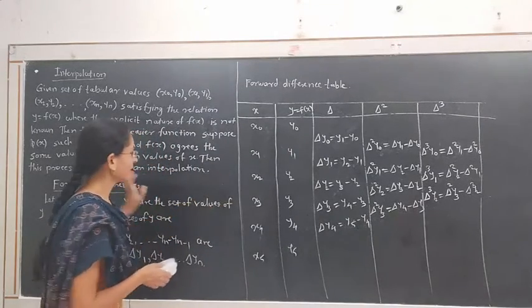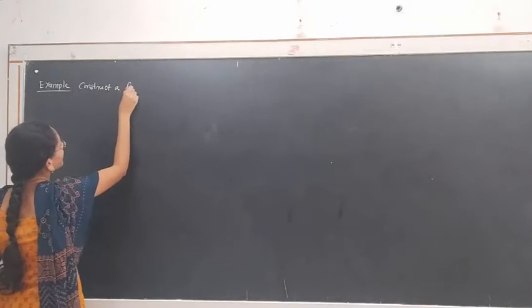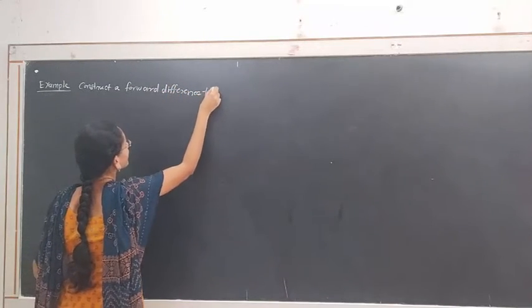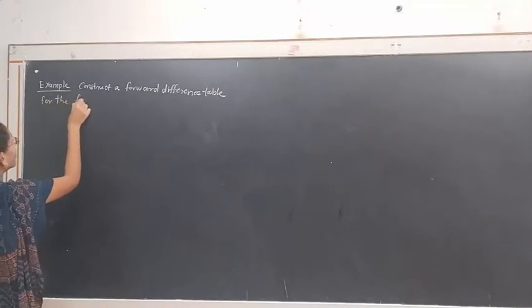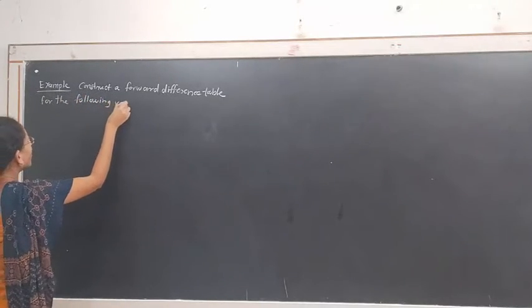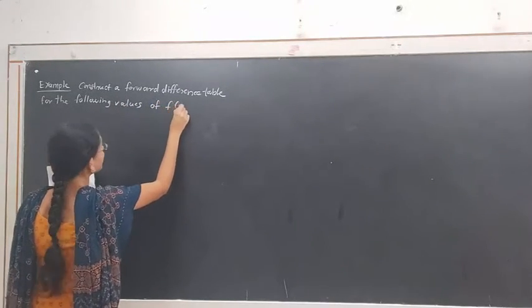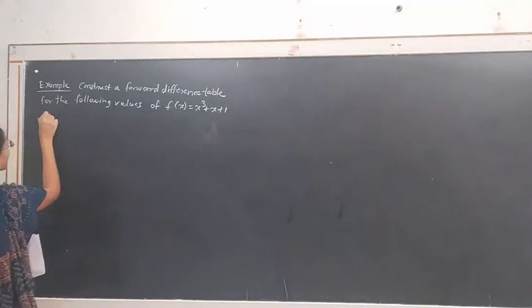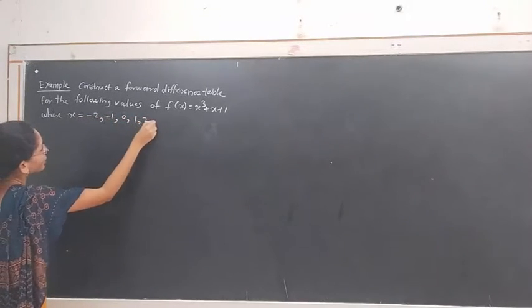We will see one example on this. Construct a forward difference table for the following values: f of x is equal to x cube plus x plus 1, where x is equal to minus 2, minus 1, 0, 1, 2.